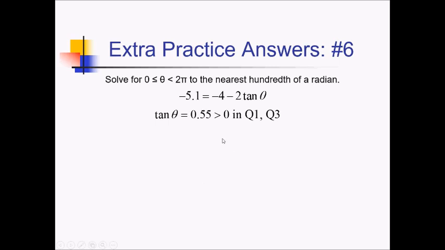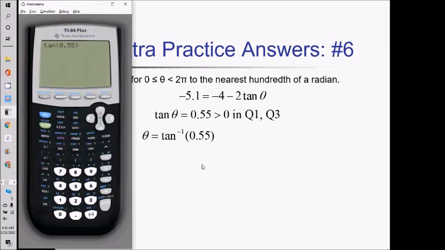So let's go ahead now and figure out a calculator angle and see what that looks like in quadrants 1 and 3. So to do this, I need to take the tan inverse of both sides. Theta equals tan inverse of 0.55. That's what I'm going to do on my calculator now. At this point, it's worth noting that although they're asking for my answer in radians, I'm actually going to do this in my calculator in degrees mode, because all the things I do are much easier in degrees. I'm just going to convert to radians at the very end. So this is a degrees answer right here.